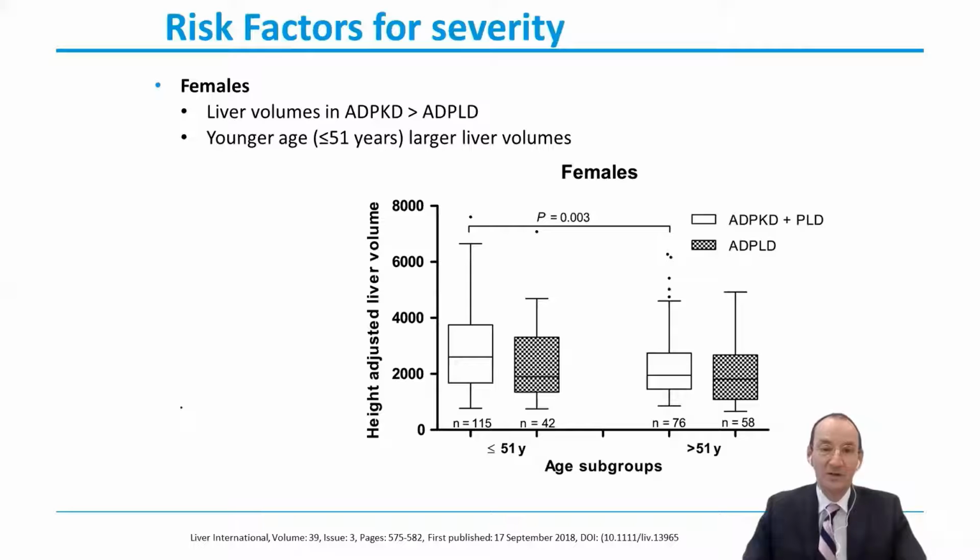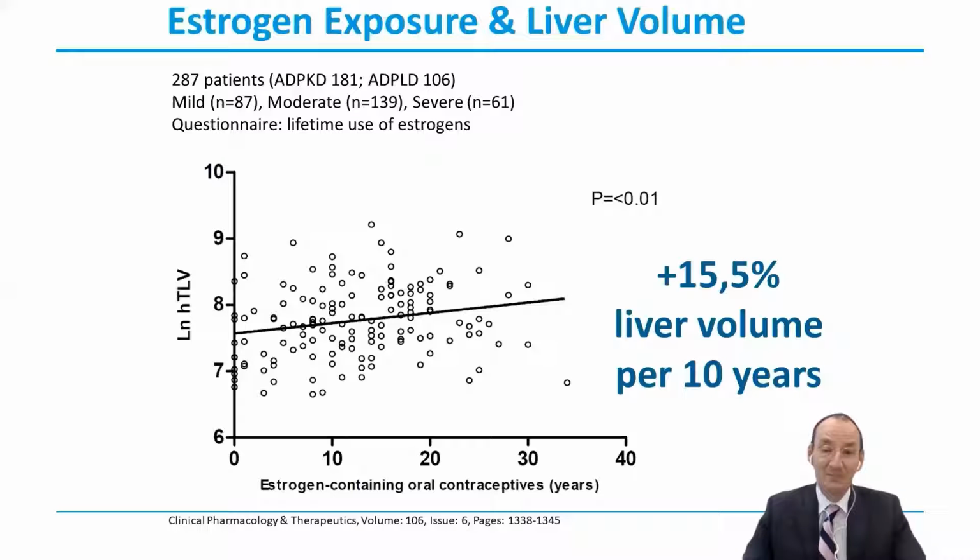And that makes us wonder, what are the risk factors for severity? Indeed, liver volumes are larger in ADPKD compared to ADPLD. Also, younger age, that is less than 51 years, is associated with larger liver volumes. And that brings into the question whether estrogen exposure is related to larger liver volumes.